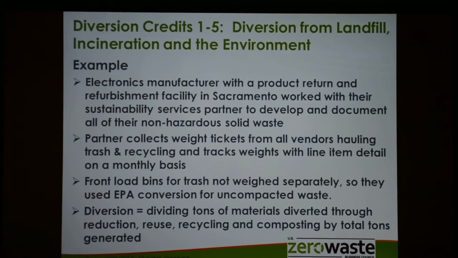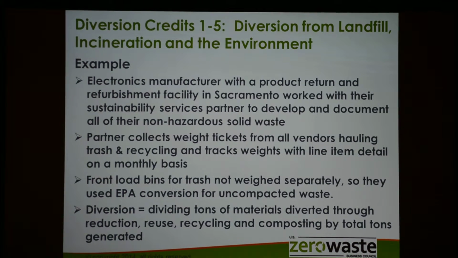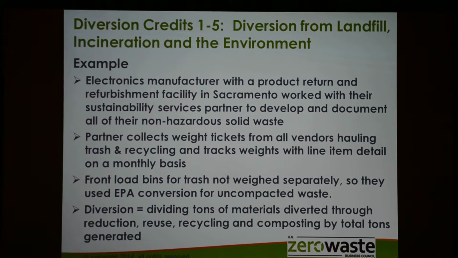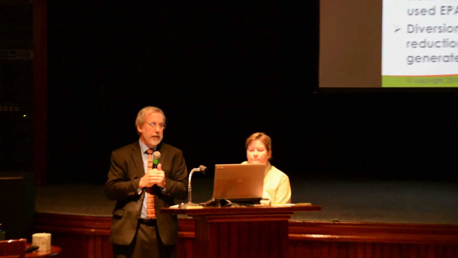Okay, an example given here is an electronics manufacturer with a product return and refurbishment facility in Sacramento. To document the materials, they collected weight tickets from all vendors with line item detail on a monthly basis. The front load bins were not weighed separately, so they used conversion factors, and they found the diversion equals the tons of material diverted through reduction, reuse, recycling, and composting divided by total tons generated, and came up with their calculations. Are there any questions about it?